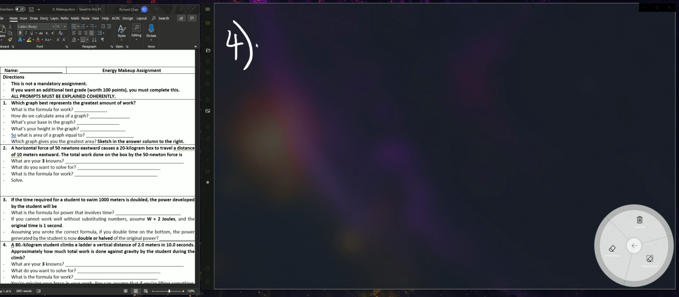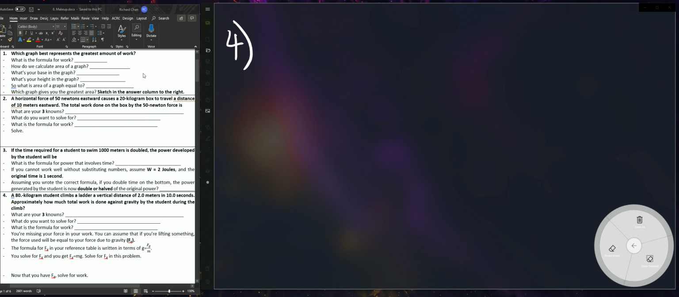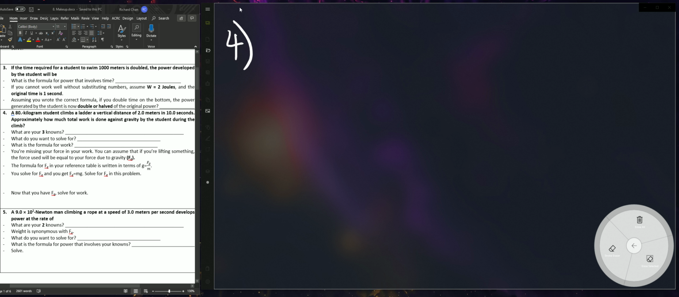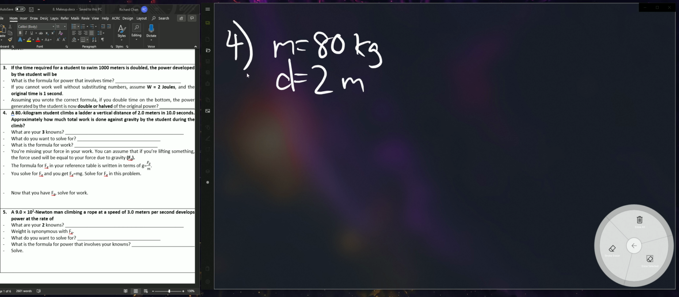Number 4. Now, what are your three knowns? All right, so your mass is 80 kg. Your vertical distance is 2 meters, and that's really your height, right? And your time is 10 seconds. So these are your three knowns, and what do you want to solve for? You want to solve for your total work done against gravity. So you want to solve for work.